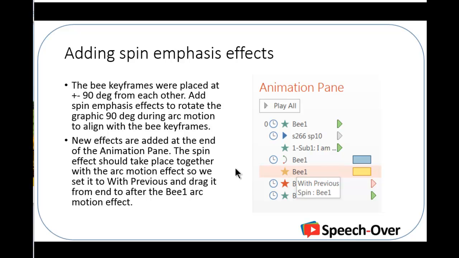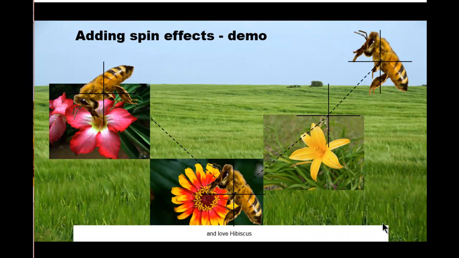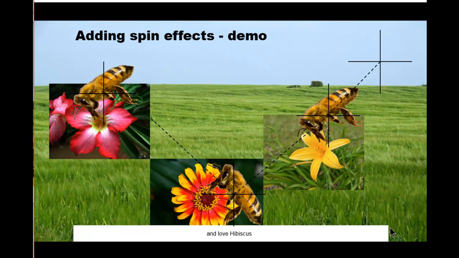Now let's see how it looks on the slideshow. I am Bonnie the bee. See, it moves along the motion path and rotates. Now it's exactly coinciding with the second B.